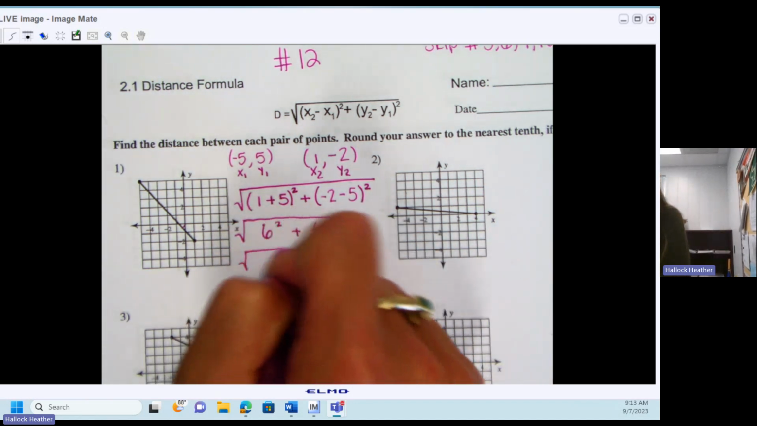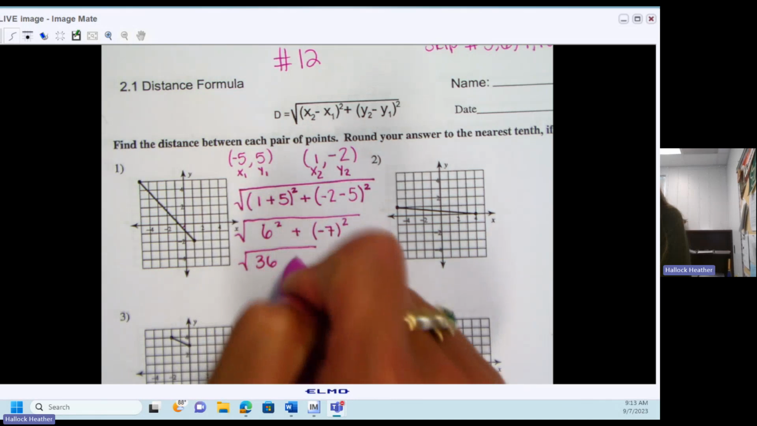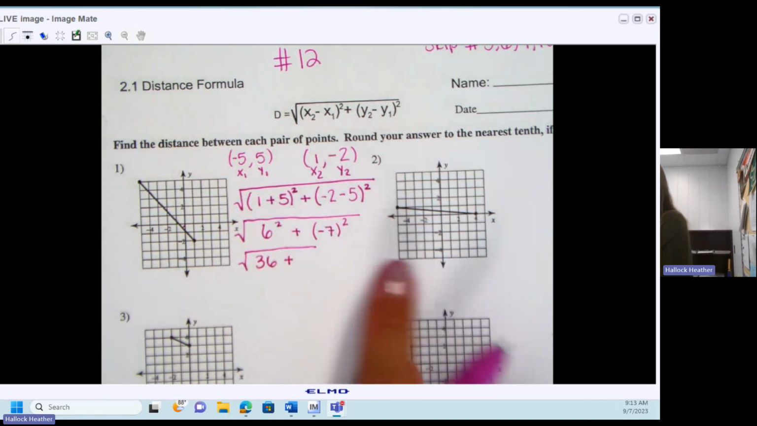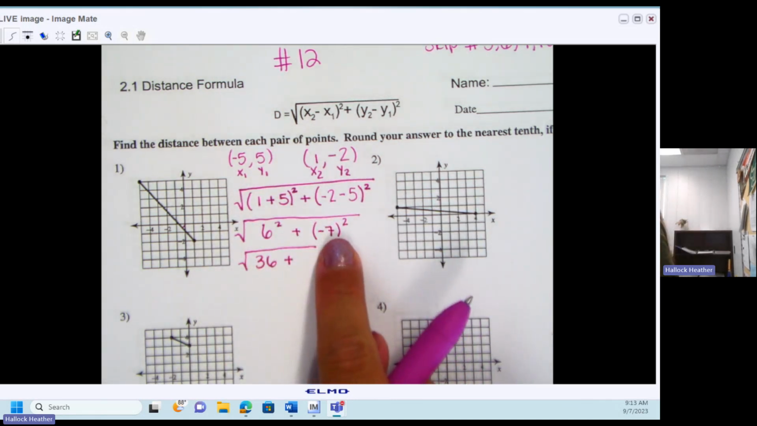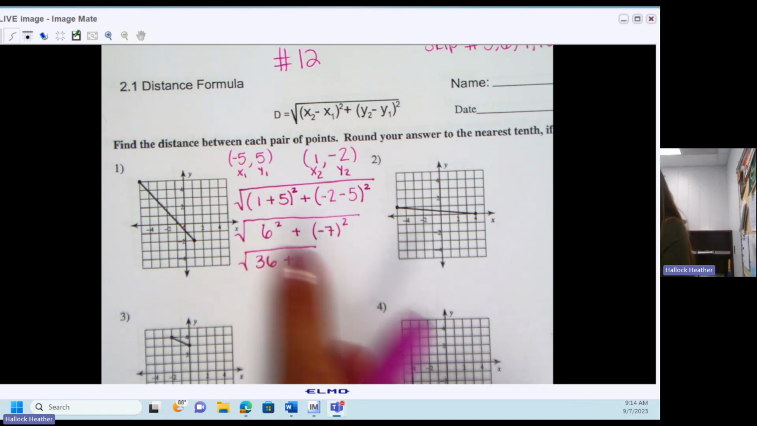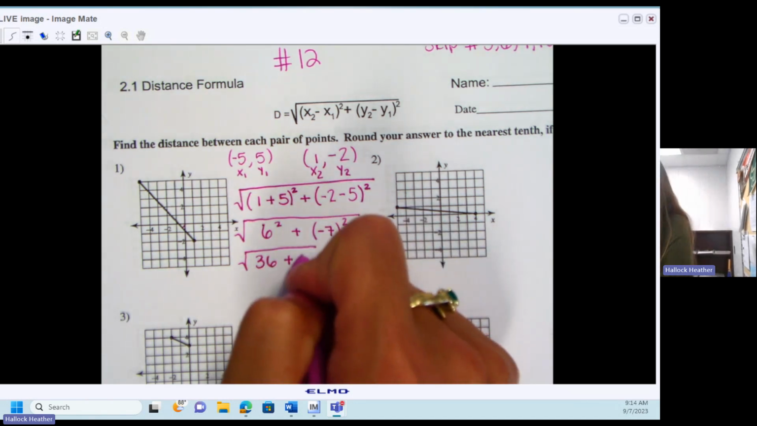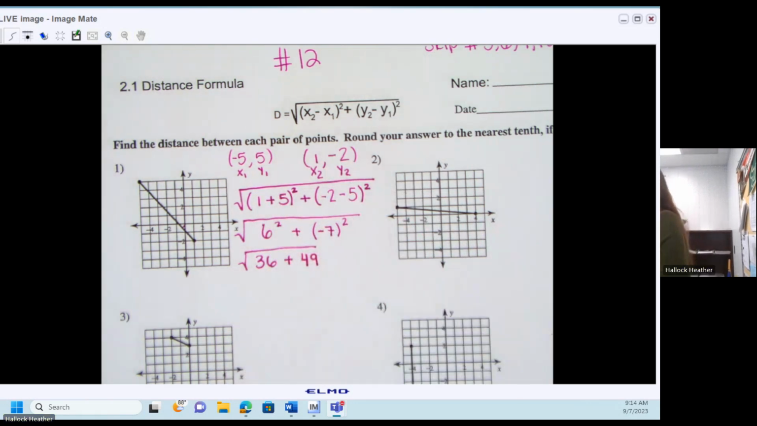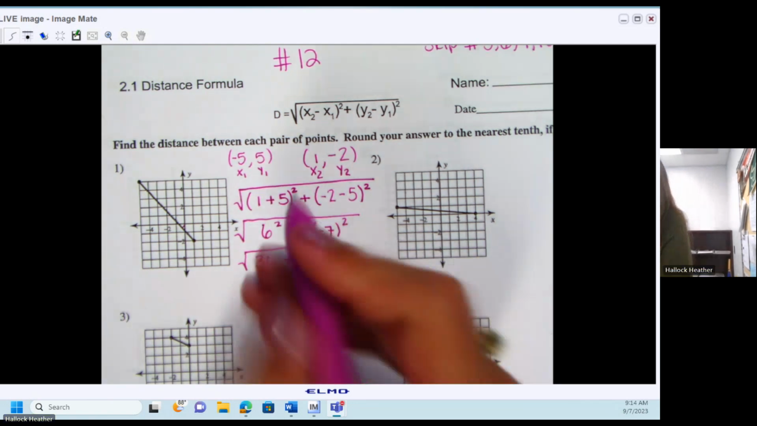So 36. I'm always bringing down a plus sign. And then I'm doing negative 7 squared, which is negative 7 multiplied by negative 7. Positive 49. It'll always bring down a positive because whether you're doing a negative times a negative or a positive times a positive, it will always be a positive that you're bringing down. So I'm bringing down positive 49. PEMDAS forever. Now I'm going to add them. So what's 36 plus 49?